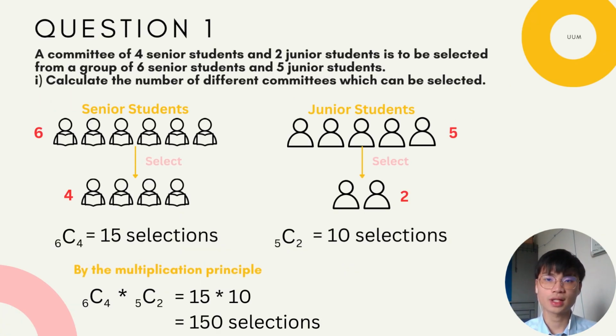Question 1. We have to select a committee of 4 senior students from 6 senior students and 2 junior students from 5 junior students. In order to calculate how many combinations, we implement the formula of combination. The total number of senior students is 6 and the number of selected senior students is 4. So 6 combination 4, then we will get 15 selections. For junior students, 5 combination 2, then we get 10 selections. By using the multiplication principle, we use 15 multiply 10, then we get 150 selections.